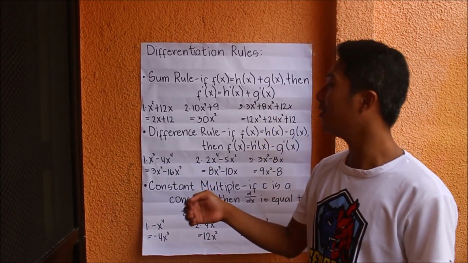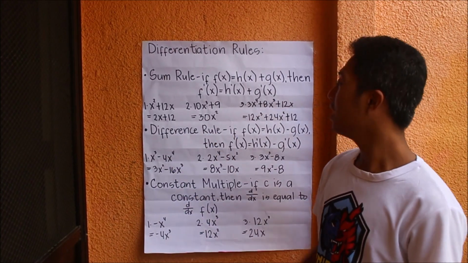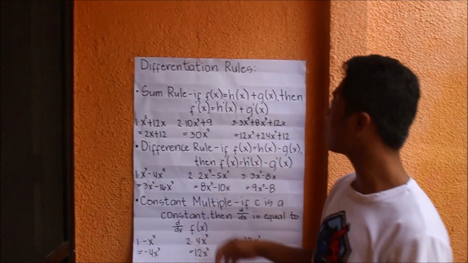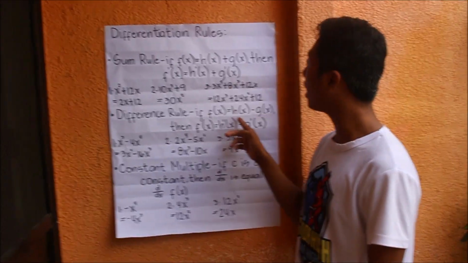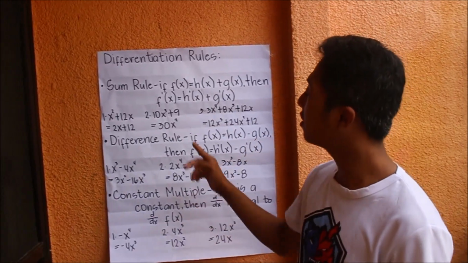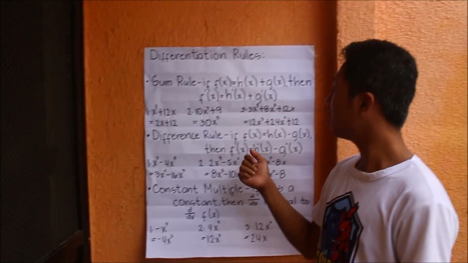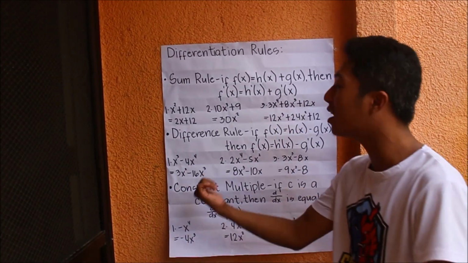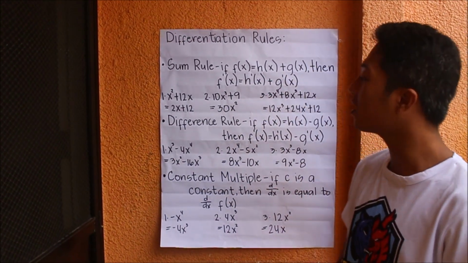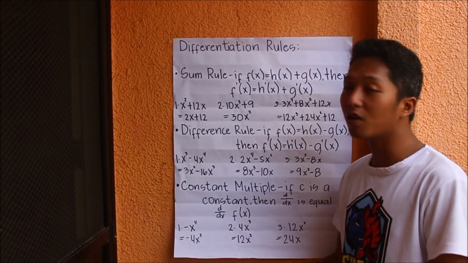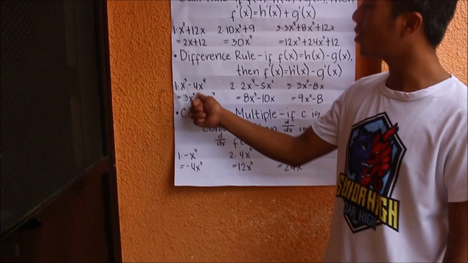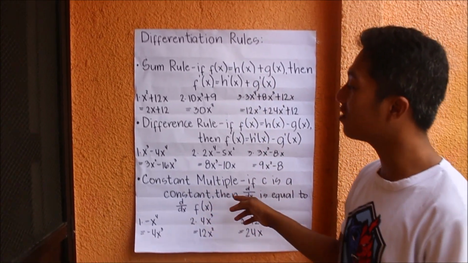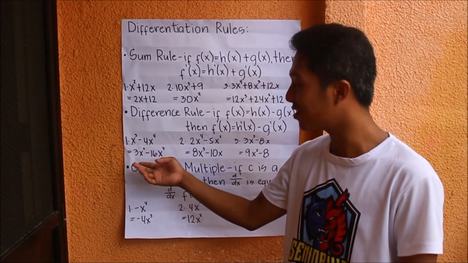So the next topic is difference rule. If f of x is equal to h of x minus g of x, then f prime of x is equal to h prime of x minus g prime of x. So example number 1, x cubed minus 4x raised to the power of 4 is equal to 3x squared minus 16x cubed. So how do we get this answer?